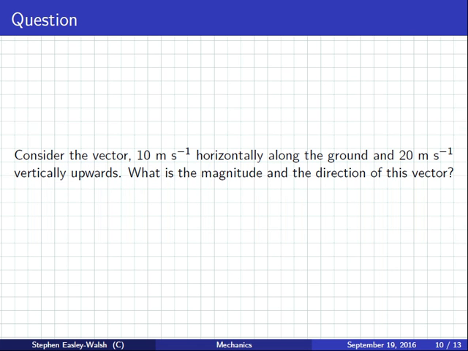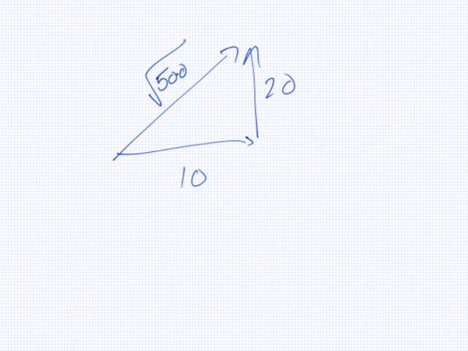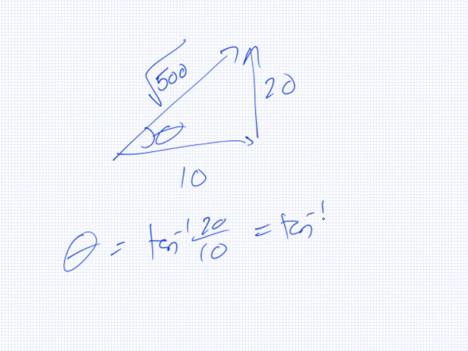It'd be tan inverse 20 over 10. Can you picture that? I'll just very quickly do it. This is 10 and this is 20, so this one is root 500, whatever that is. And then the angle, theta, is tan inverse 20 over 10. I'm not on your calculator. So it's very straightforward.